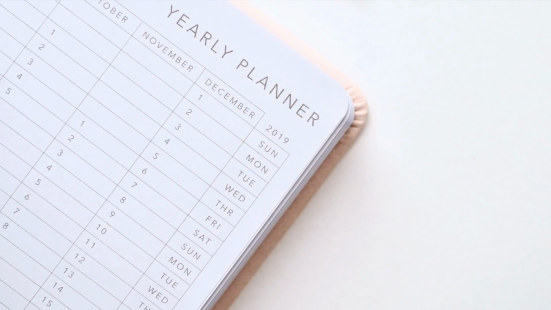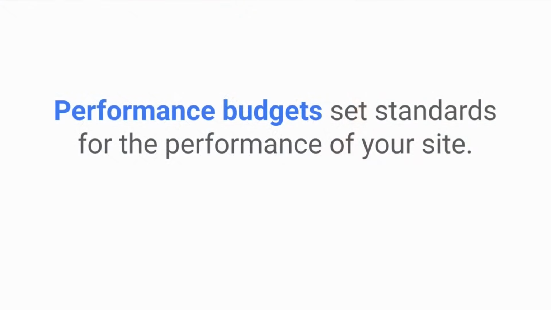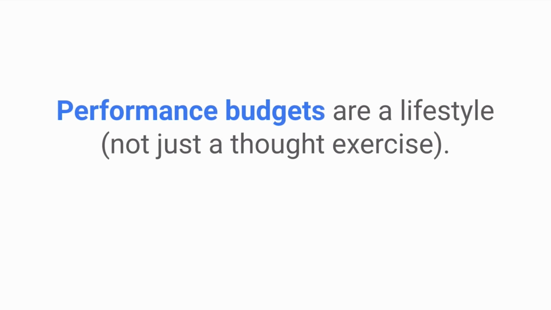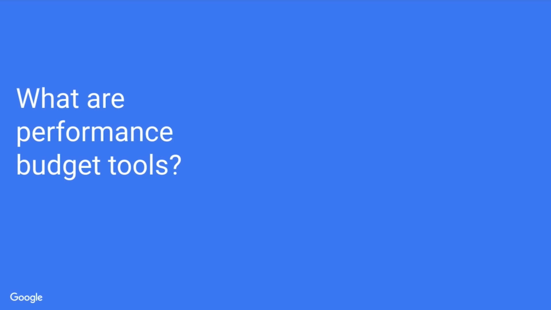Budgets are things that we use all the time in our lives to set limits on things we use or things we consume. Performance budgets act in the same way. Performance budgets set standards for the performance of your site. An example of a performance budget could be something like you want your site to load in under 2 seconds on a specific 4G connection. Performance budgets are a lifestyle, not something you only need to think about from time to time. They're the most useful when you incorporate and add a layer of accountability all the way throughout your entire software development lifecycle.